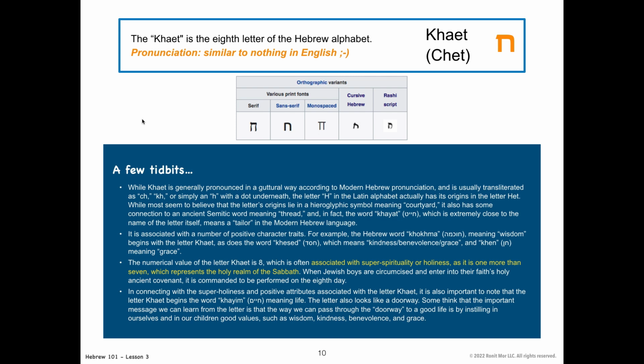The letter also looks like a doorway, and the important message we can learn from the letter is that the way we can pass through the doorway to a good life is by instilling in ourselves and in our children good values such as wisdom, kindness, benevolence, and grace.